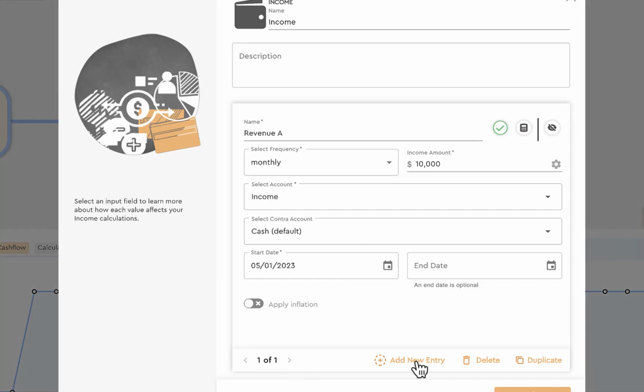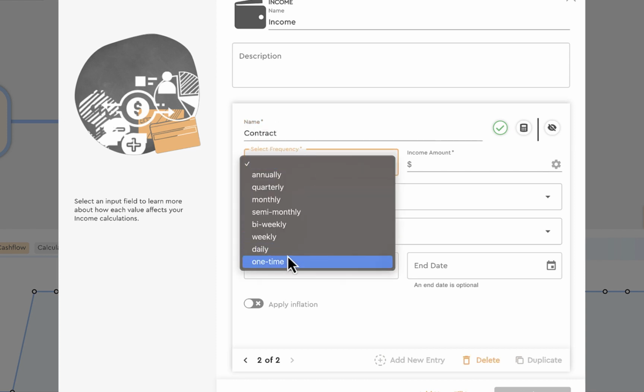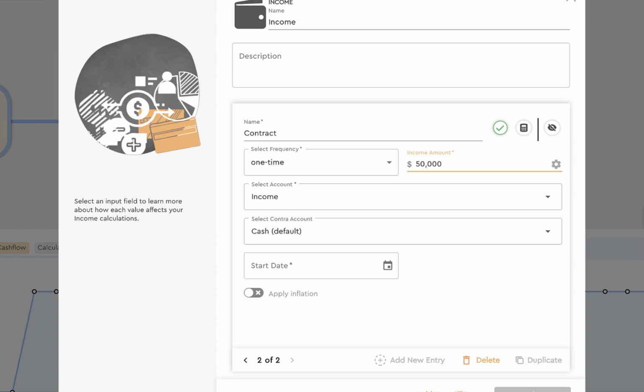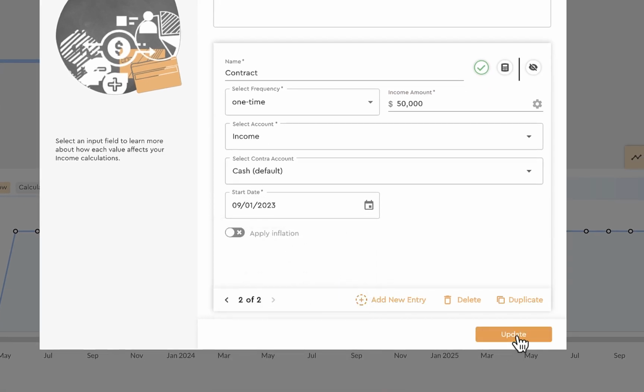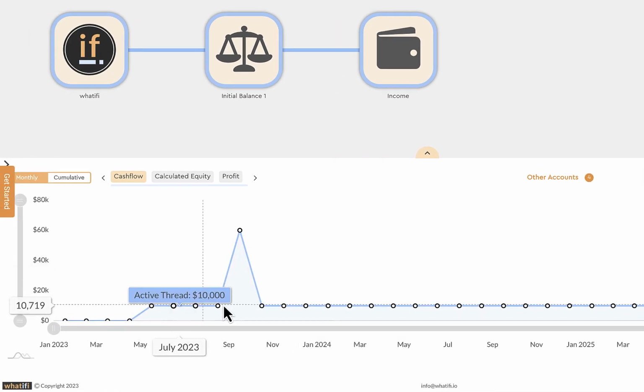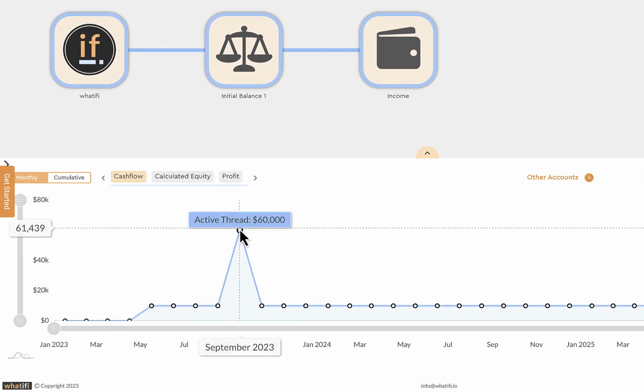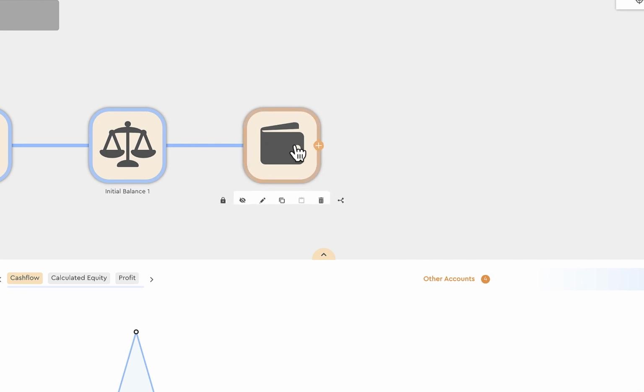But we're going to add a second revenue stream. This time it's going to be a one-off contract. It's a one-time event, $50,000, and that has a start date in the future of September. And now on the graph you can see both of those revenue streams, including the spike from the contract.